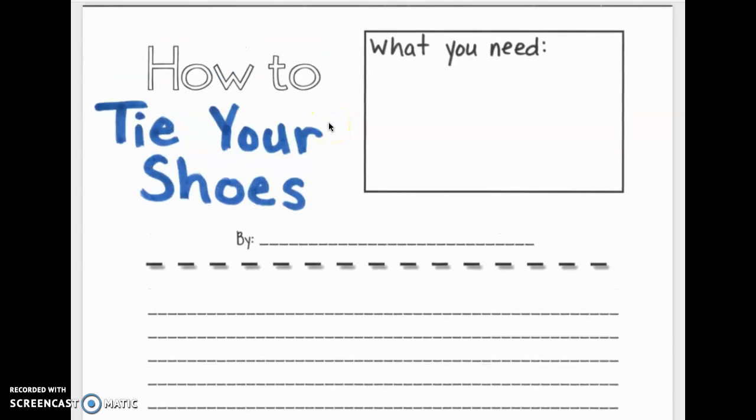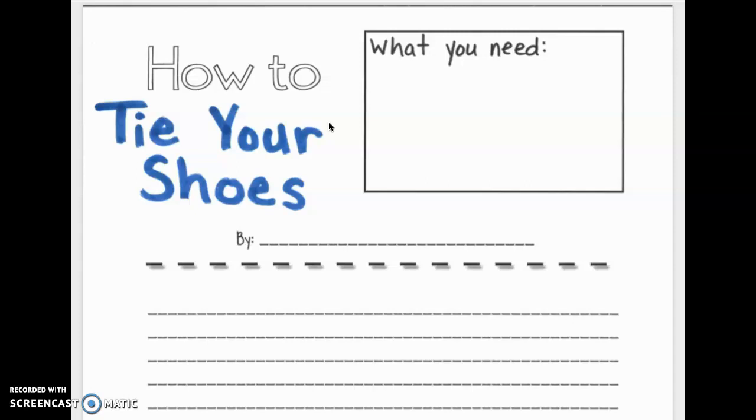Now, here's the thing. I'm going to choose a few of your writings, and I am actually going to video myself using your instructions to see if I can tie a shoe. I won't include your name, but I will have your sheet up in front of me, and I'm going to follow them exactly. So you want to make sure you give me really detailed instructions.